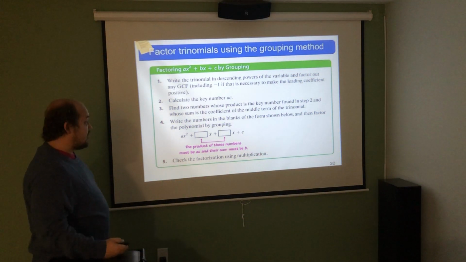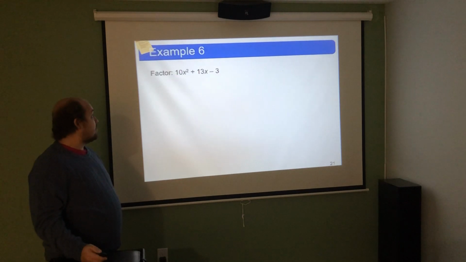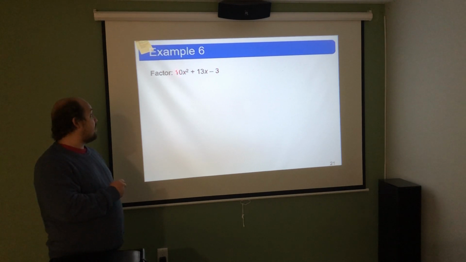Check the factorization using multiplication. So let's say we have 10x squared plus 13x minus 3. First thing I'm going to check is that the first term is positive.